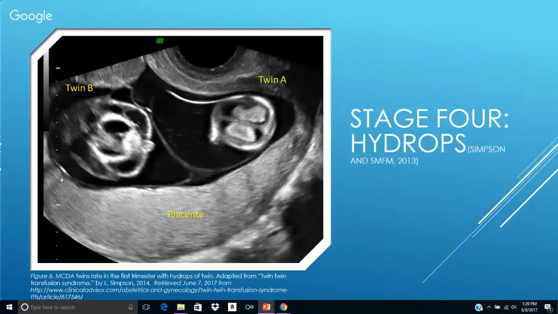So this is just a picture of hydrops. It's really important to see how within a couple days, twin A and twin B could be fine, and then a couple days later, you see that this is a significant finding for twin B. The twin's heart is failing, and the whole twin is just edematous. The recipient twin is edematous and really feeling the effects of receiving too much blood.